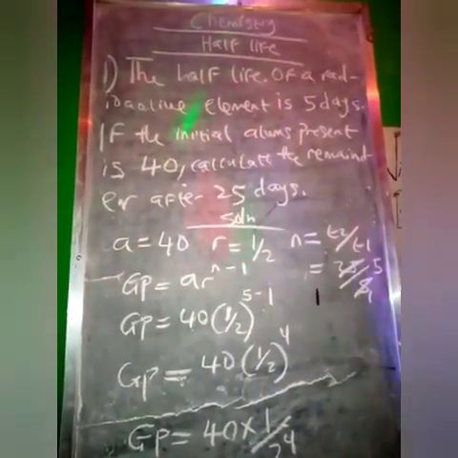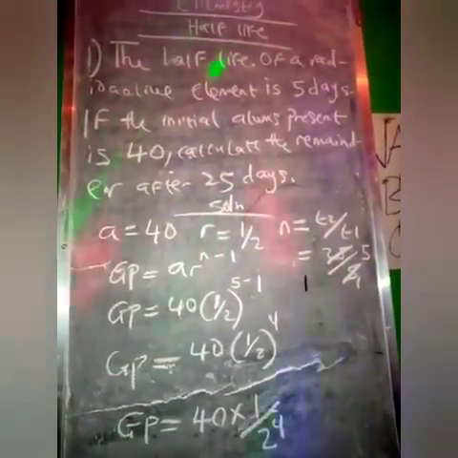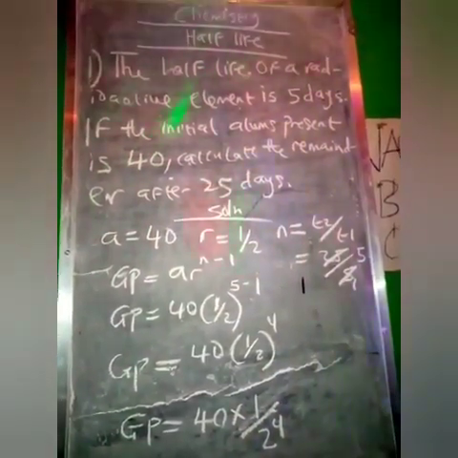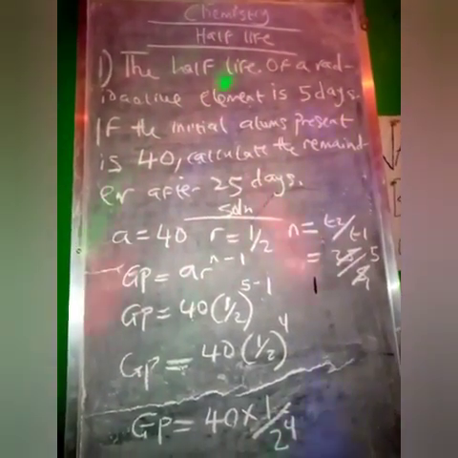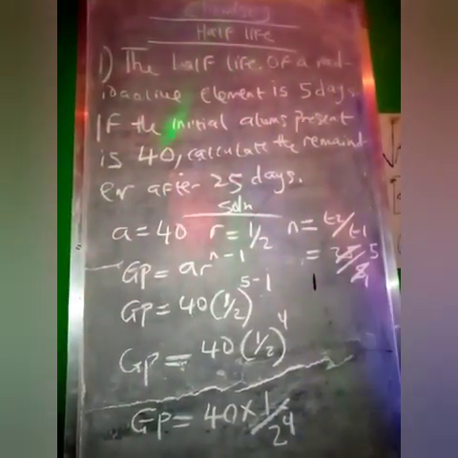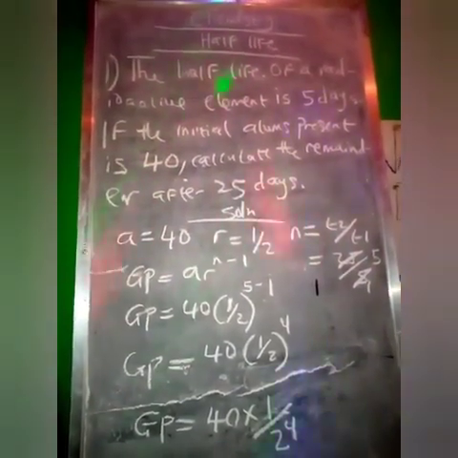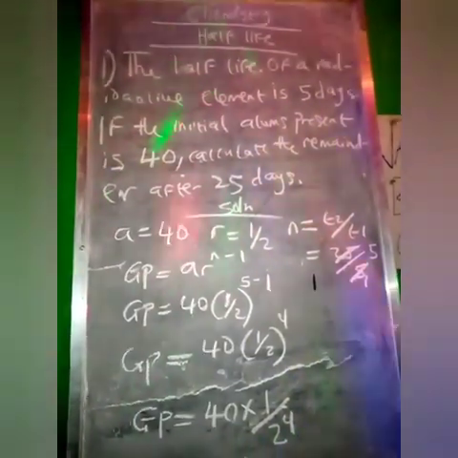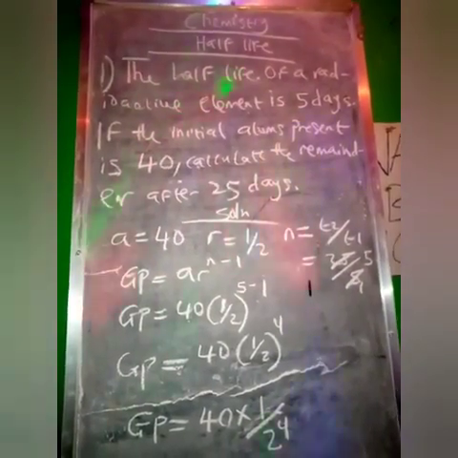So the half-life of a radioactive element is 5 days. If the initial atoms present is 40, calculate the remainder after 25 days. You are likely to see half-life questions in JAMB usually. So what do you do right now? It can be time exhausting sometimes and also confusing. So we have come up with a formula that will help you solve this problem or any problems in half-life in a fraction of a second.